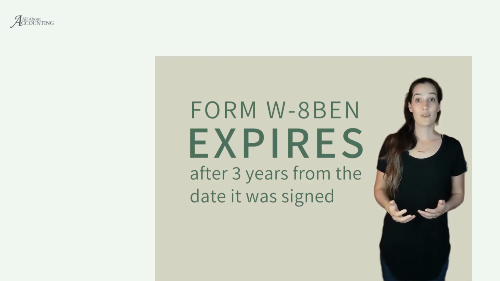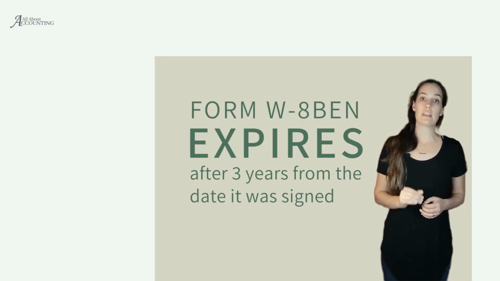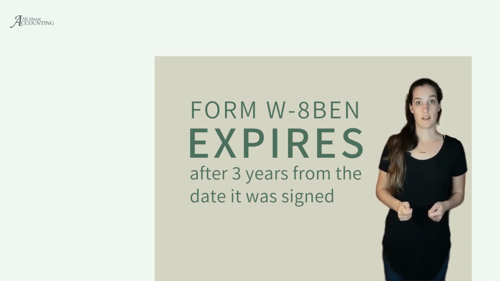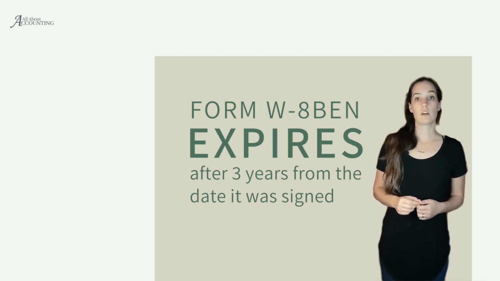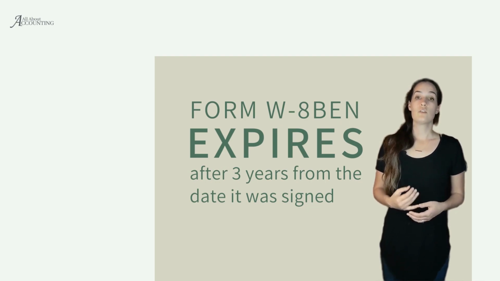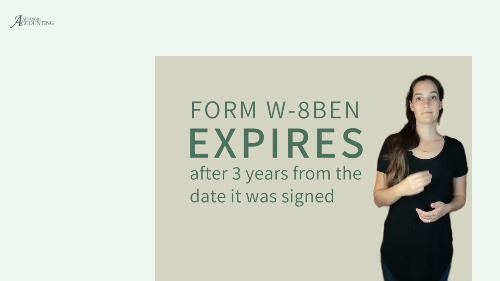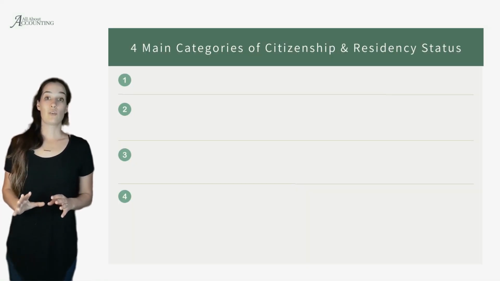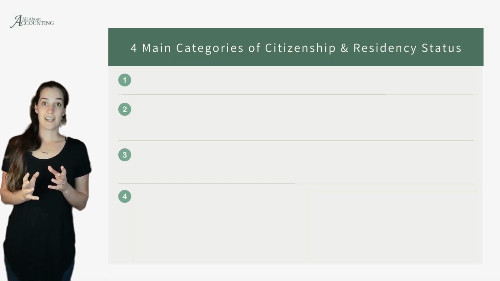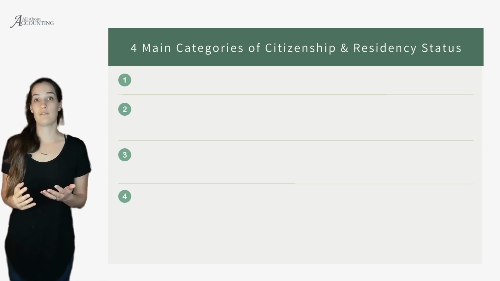As a quick side note, this form expires every 3 years from the date that it was signed. So if you are working with a foreign contractor for multiple years, know that you'll need to request an updated form every 3 years. There are 4 main categories of citizenship and residency status, or lack thereof.